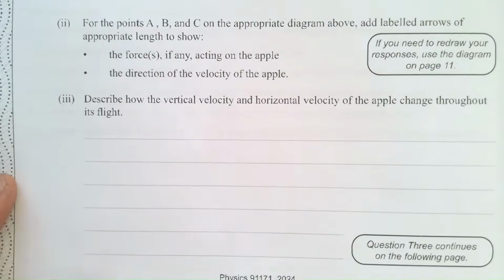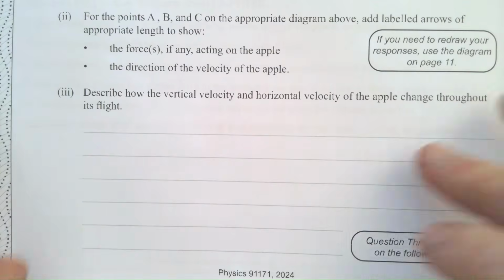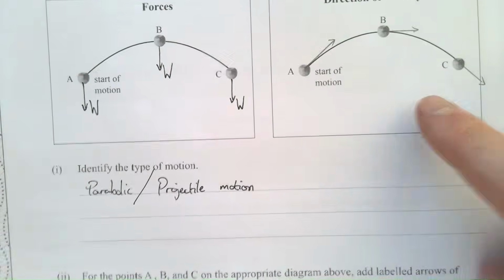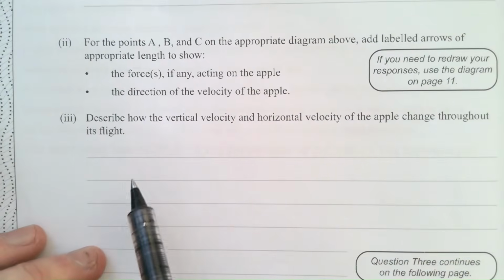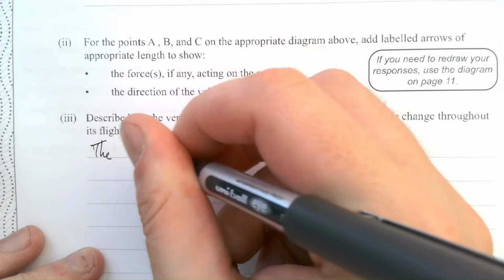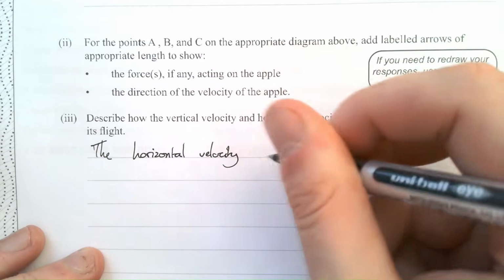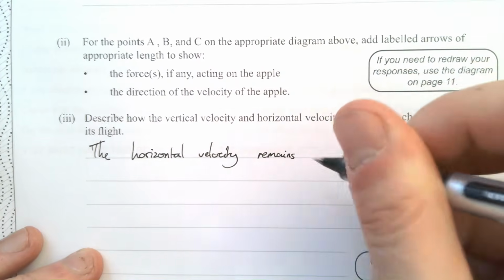For part 3, and this is one of those classic questions where you're describing how the vertical velocity and the horizontal velocity change throughout the flight. Now, we've sort of shown that with our diagram here, but because there's no air resistance, as we said before, the horizontal velocity remains constant.